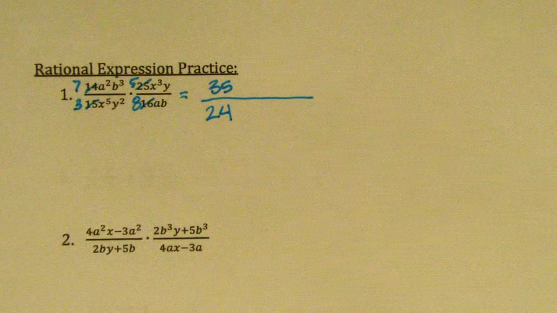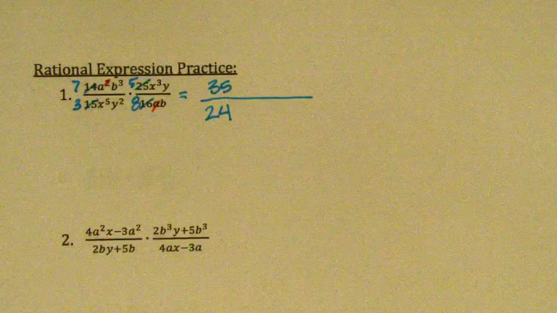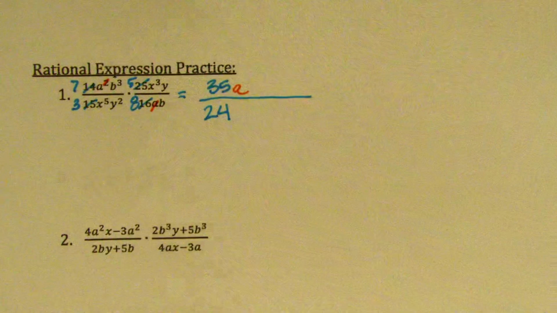The variable portion is pretty similar. On top I have a squared, and on bottom I have 1a. So I can cancel out a single a, and I'm left with 1 on top. The b's, I have 1b on bottom, and I have 3 on top, so I'll be left with 2 on top, so b squared.